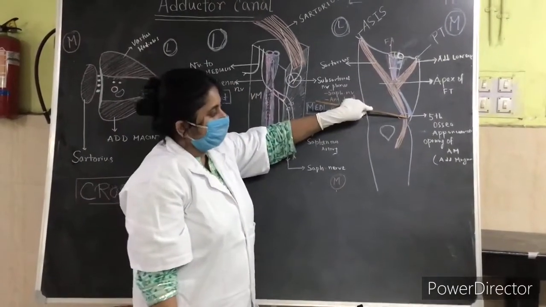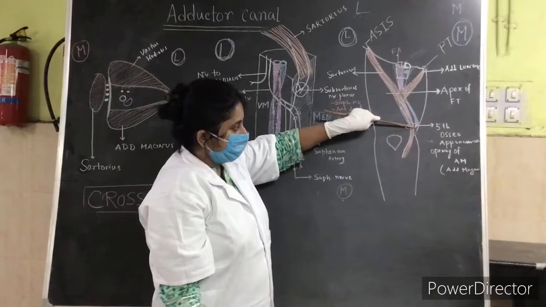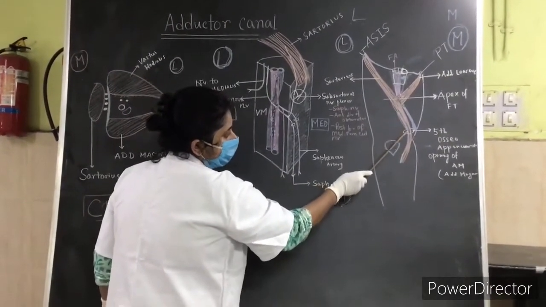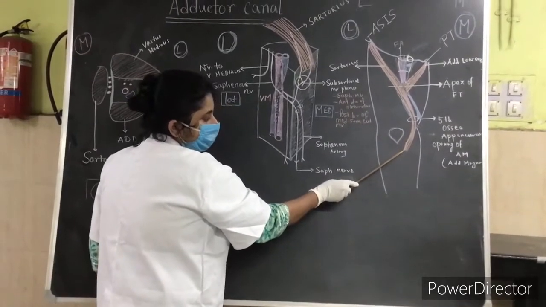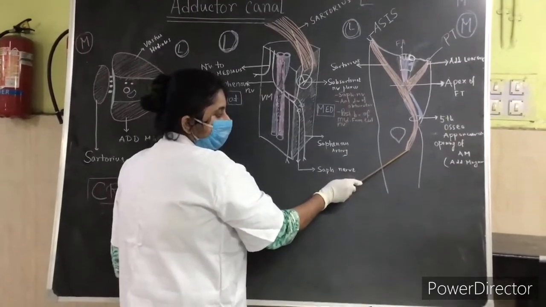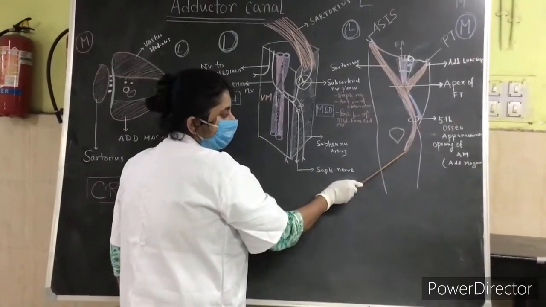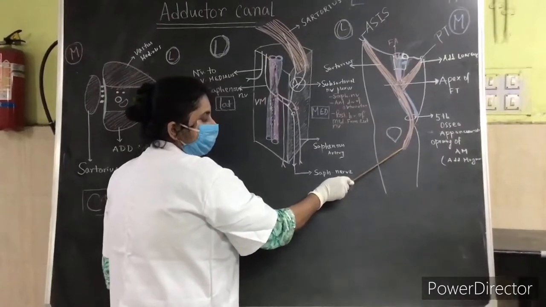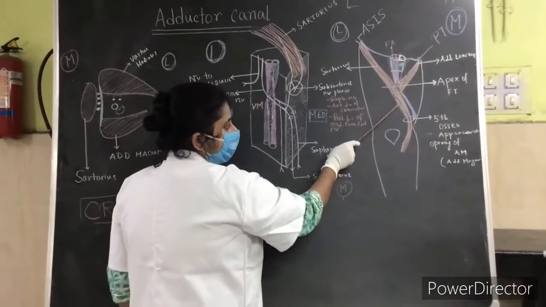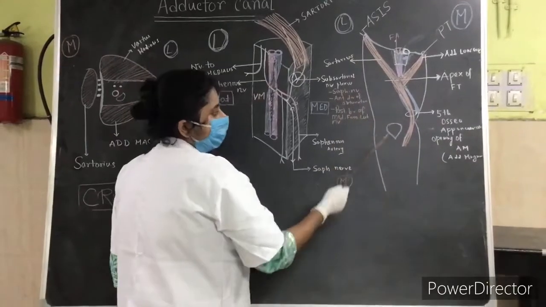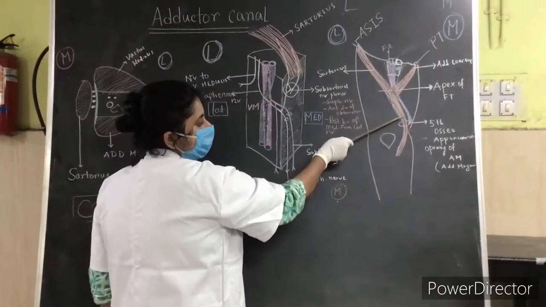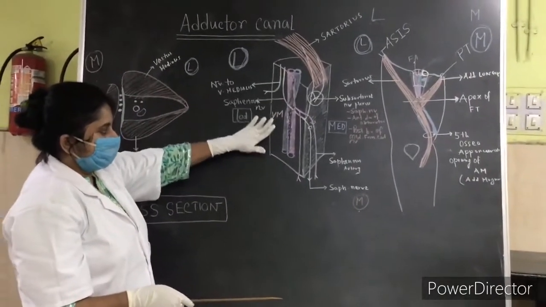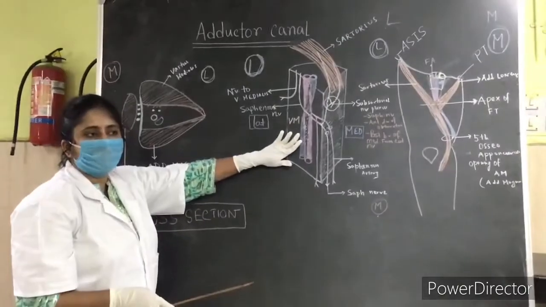the adductor magnus muscle. And you can see here that the sartorius muscle extends up to the tibia and gets inserted into the upper part of the medial condyle of the tibia. So the adductor canal is situated just deep to the sartorius muscle. Now coming to this picture, you can see the boundaries of the adductor canal.